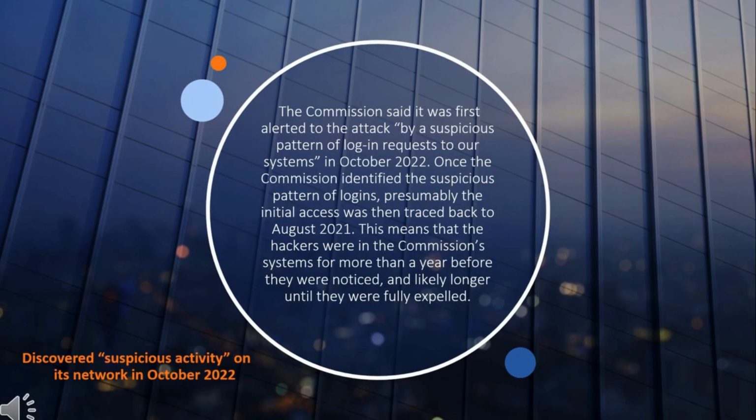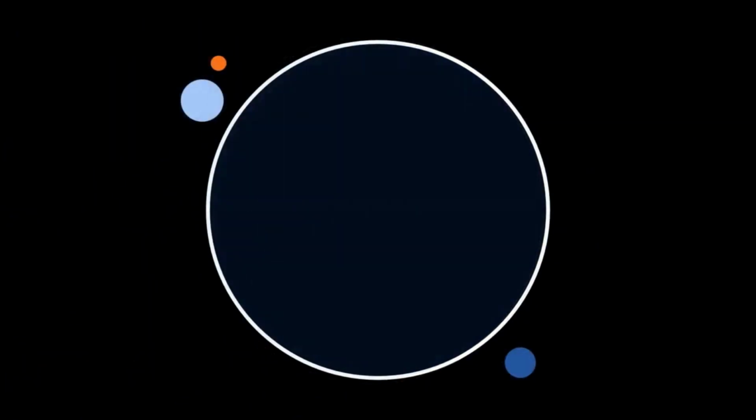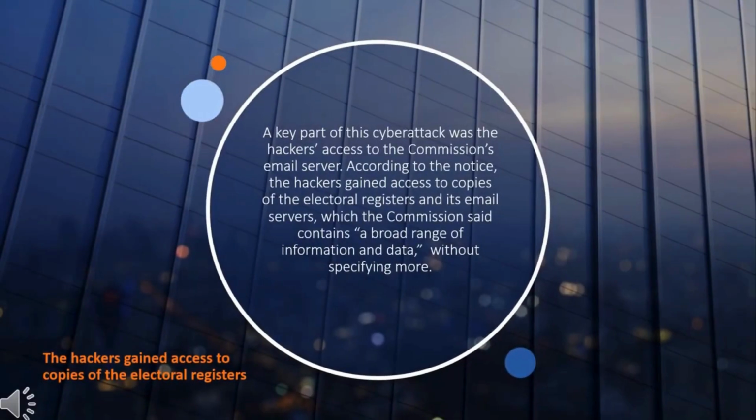The Commission said it was first alerted to the attack by a suspicious pattern of login requests to its systems in October 2022. Once the Commission identified the suspicious pattern of logins, the initial access was presumably traced back to August 2021. This means that the hackers were in the Commission's systems for more than a year before they were noticed, and likely longer until they were fully expelled.